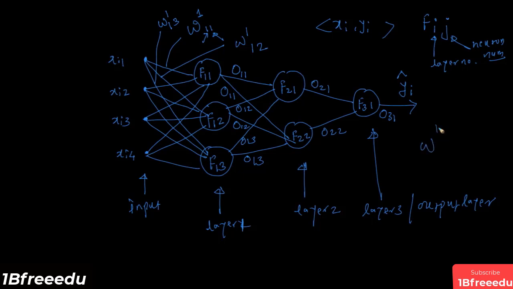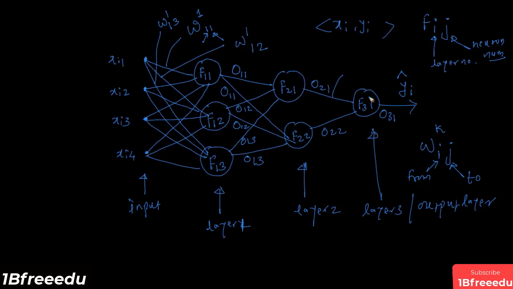So in general, weights will look like this: W, let's say this is K. This weight is going to the kth layer, and this is I J, from which neuron or input to which neuron. This is from and to. For example, here if I write the weight on this edge, it is going to layer 3.